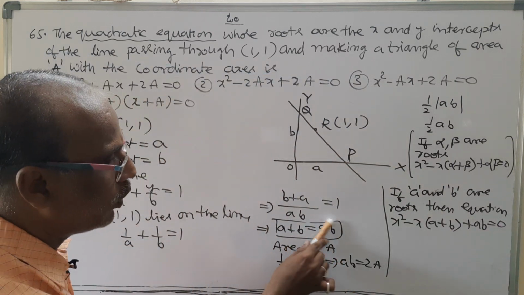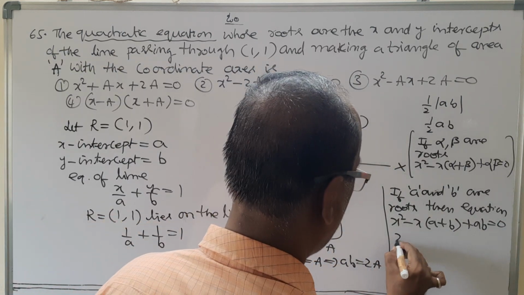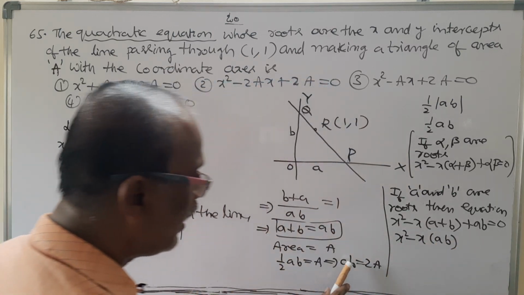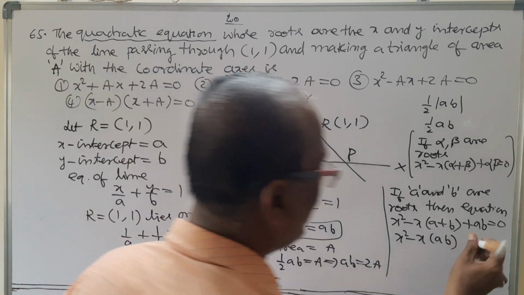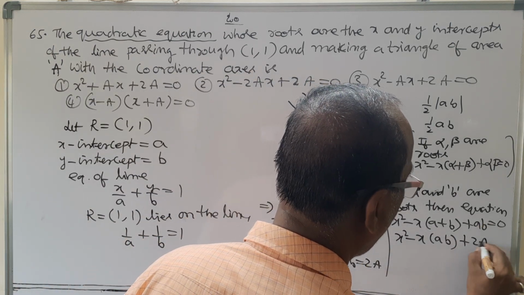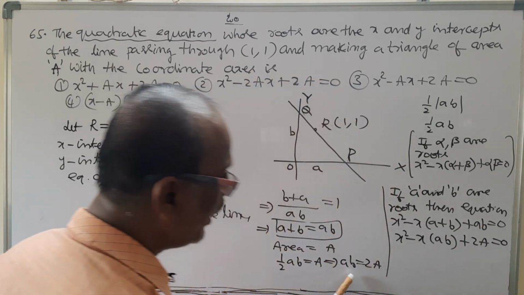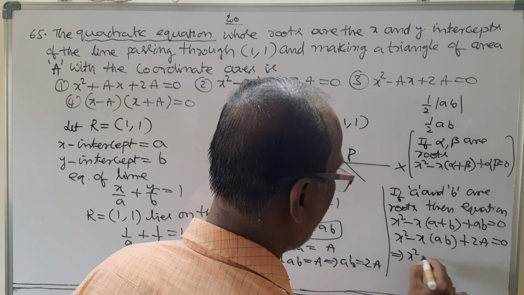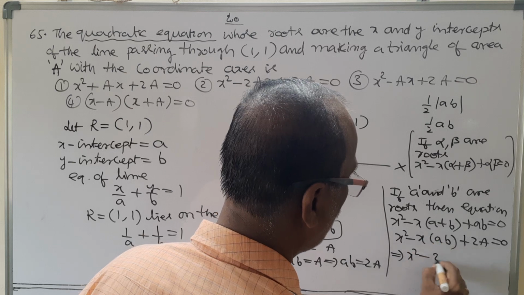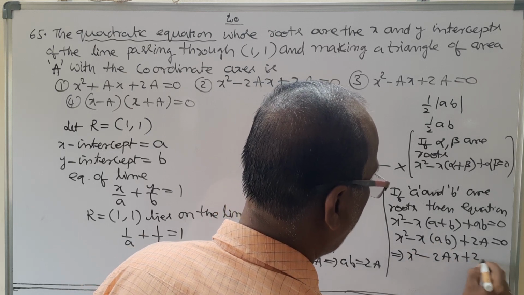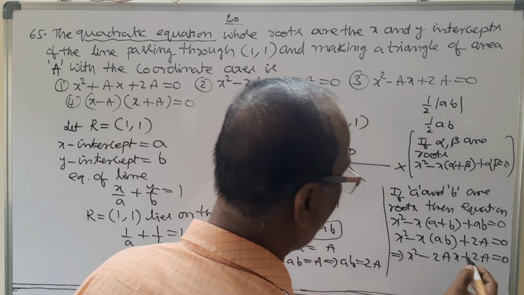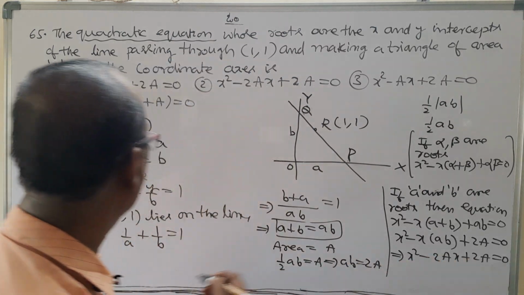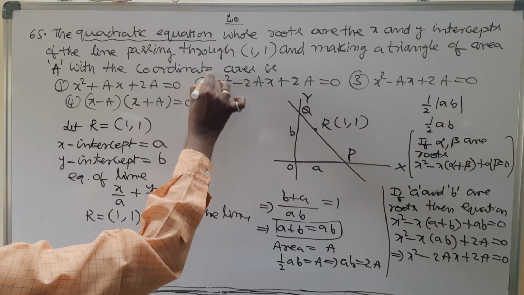A plus b equal to ab, and ab equal to 2A. Substitute: x square minus 2a into x, that is 2ax, plus 2a equal to 0. This is the quadratic equation: x square minus 2ax plus 2a equal to 0. Second option is right.